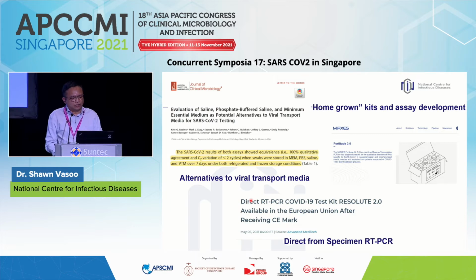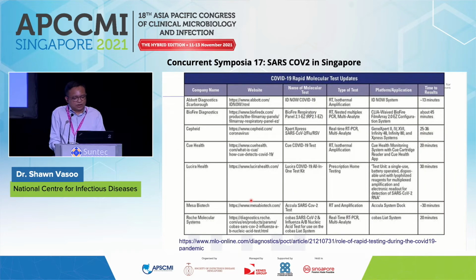And of course, there were also other homegrown kits, like here, the Fortitude kit, which was covered in another talk, which was co-developed in Singapore by folks at Tan Tock Seng and also A-Star. And then this other kit called the Resolute kit from the DSO, which is an extraction-free kit, so direct from specimen RT-PCR.